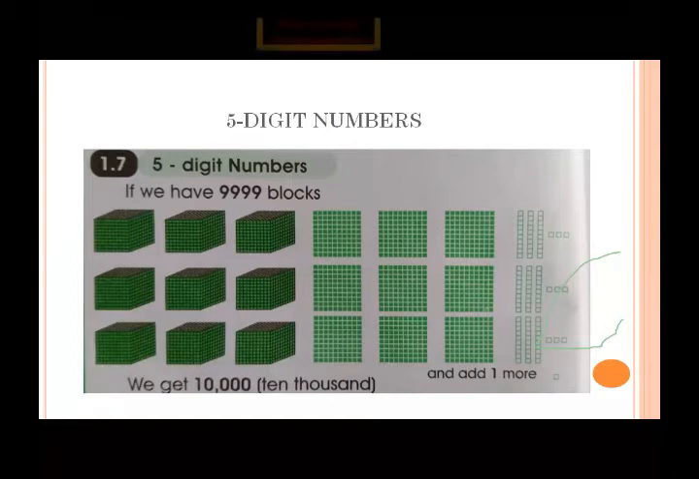So here, when we add one block in 999, it will become 1000, a 4-digit number. But when we add one block in 9999, then it will become 10,000. Our new 5-digit number is 10,000, and the smallest 5-digit number is also 10,000. The largest 4-digit number is 9999, and the smallest 5-digit number is 10,000. Okay, I already told you that in lecture number 1, on Monday.